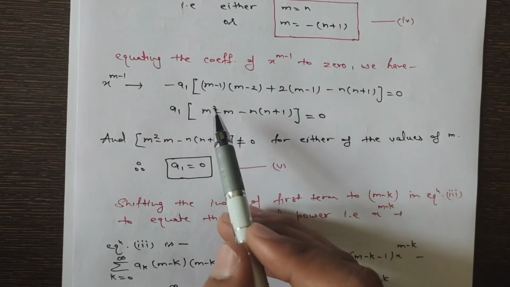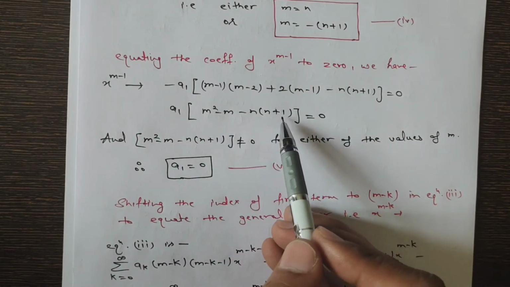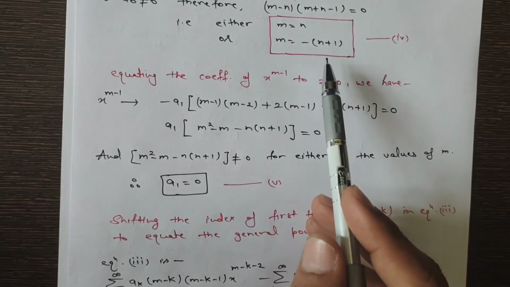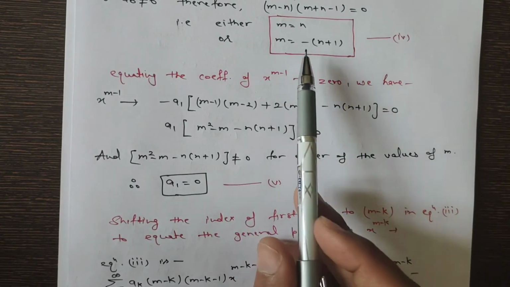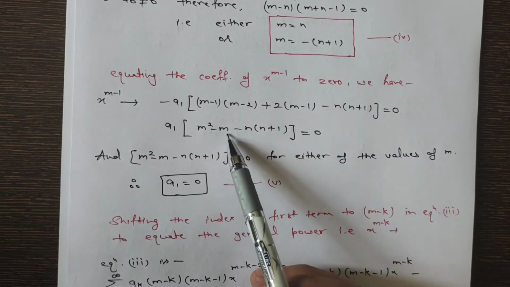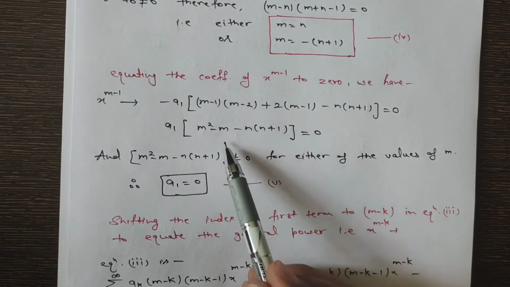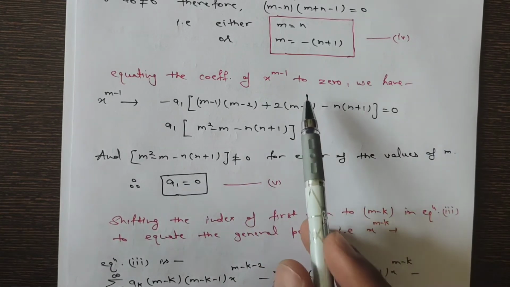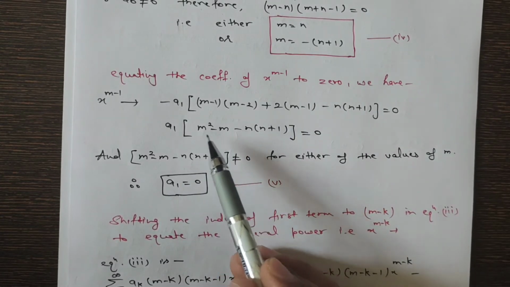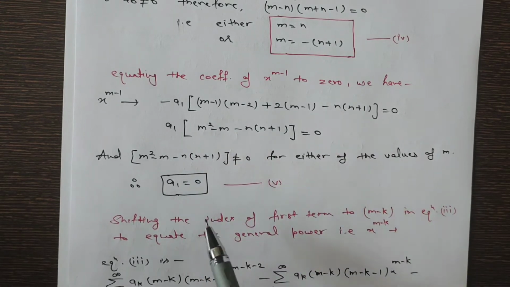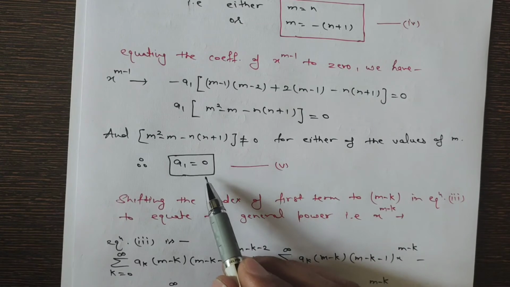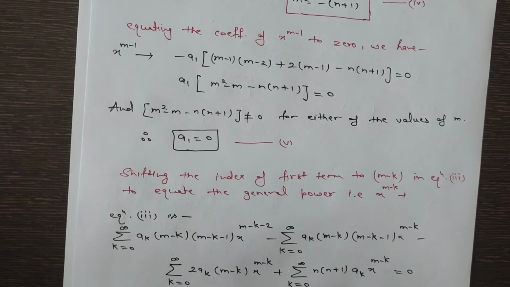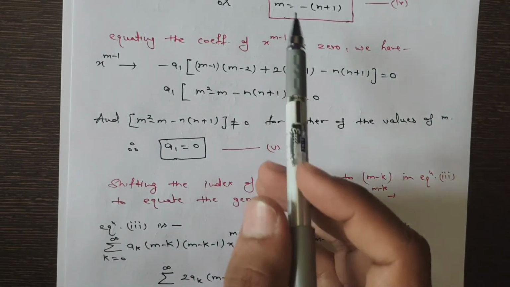And you can simplify this. The resulting term will be of this form. As we had earlier obtained m equals n or m equals minus of n plus 1, you can put m equals n here, or you can put m equals minus of n plus 1, but this term will not be 0. So this term is not 0 for either of the values of m. The only possibility we get from here is that a1 must be 0. So that is our equation fifth: the first coefficient a1 equals 0. And this is a general case. We hadn't considered either of the values.